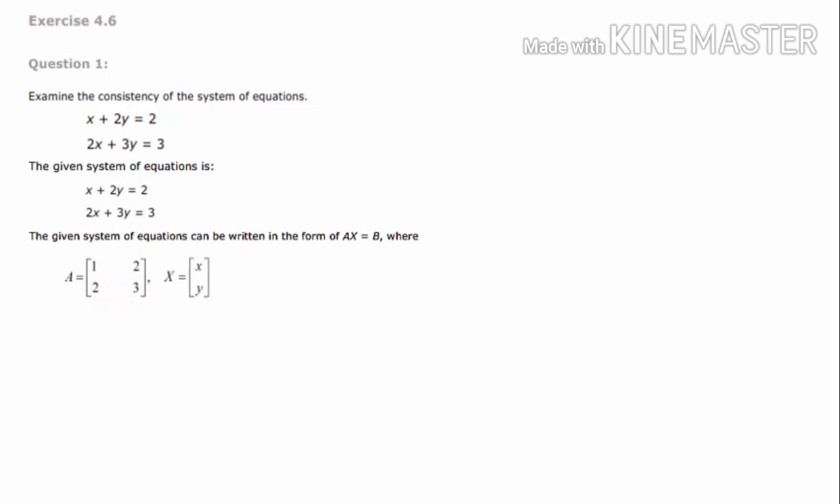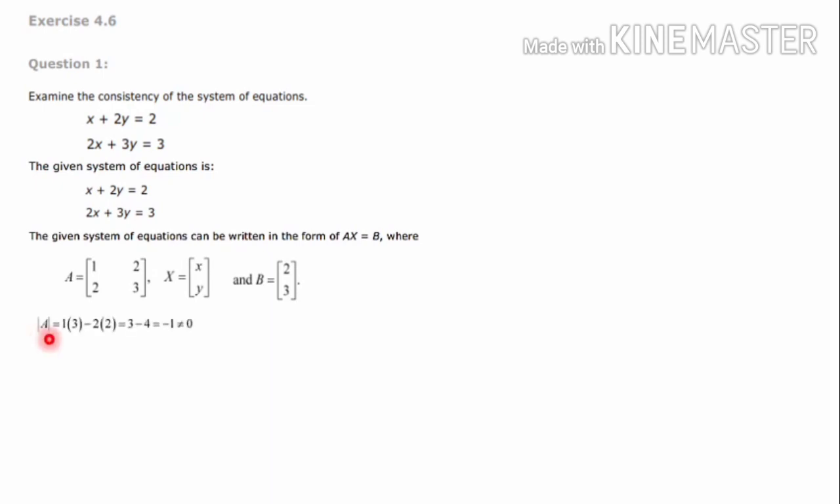Next we have to write X. X is our variable matrix. Here the variables are x and y, so that is written x and y in a column. Next one is B. B is our constant matrix. Here on the right side the constants are 2 and 3, that we have written column-wise.